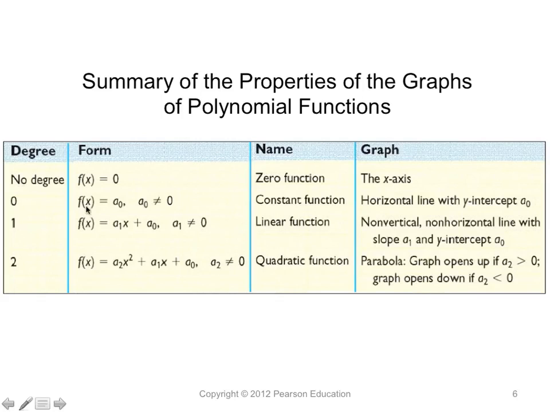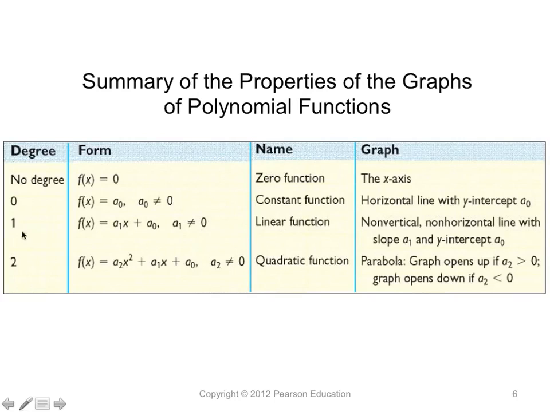Now, if we have f of x equals a sub 0, where a sub 0 is not 0, something like f of x equals 5, like we had on the last slide, or f of x equals 2, then the degree of the polynomial is 0, and it's a constant function. If you have y equals 2, for example, it's going to be a horizontal line with the y-intercept at that point. So y equals 2 would be a horizontal line going through (0, 2).